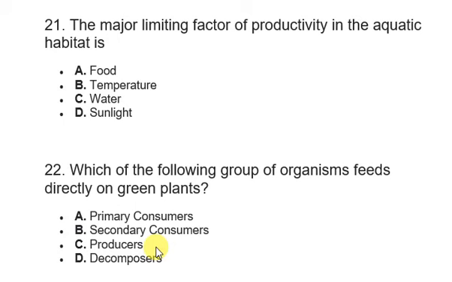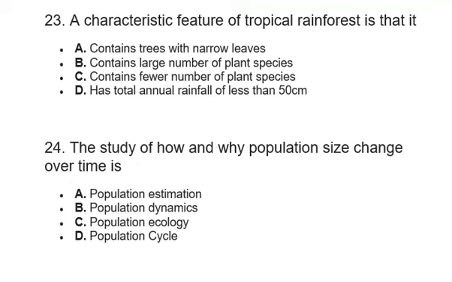The lowest of the food chain is the producer, the last is the decomposers, the strongest is the tertiary consumers, and the ones which directly feed on green plants are known as the primary consumers. That is option A. Question 23.